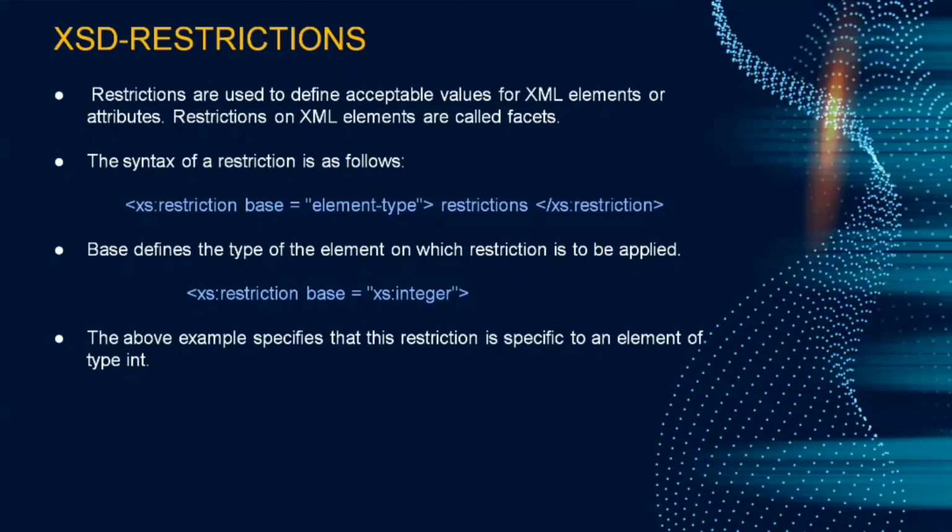So the syntax of a restriction is as follows. Here, the base is equal to element type means that the element type is nothing but the data type on which the restriction is being imposed, and the restrictions between the opening tag and the closing tag can be a number of functions that can be applied on that particular element. For example, here the base is equal to xs:integer, which means that this particular restriction is specific to an element of a type integer.